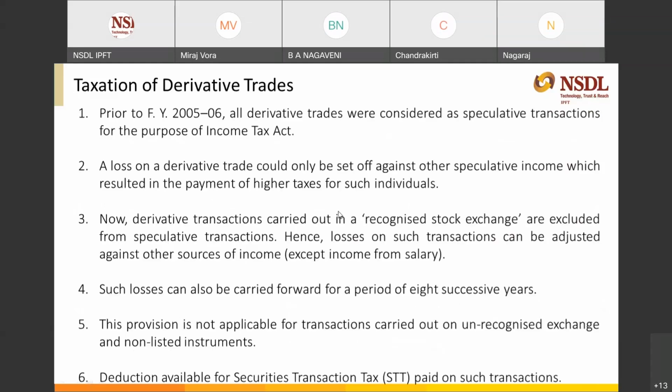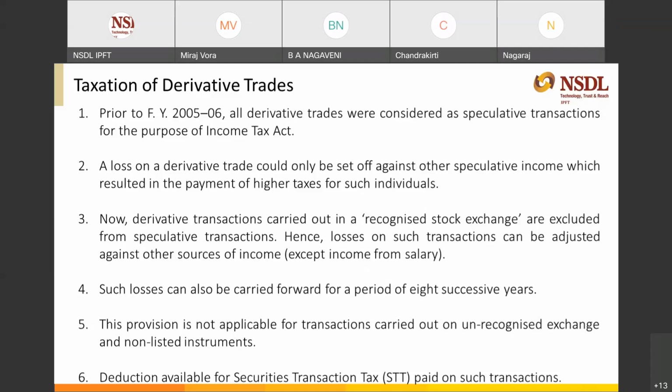On the part of taxation, though I am not a tax expert, the basic position is that prior to 2005-06, all the derivative contracts or your income were considered as speculative income. But after 2006, the Income Tax Act made an amendment, and now trades can be offset against the other speculative income, and the transactions also have an offset of their income.